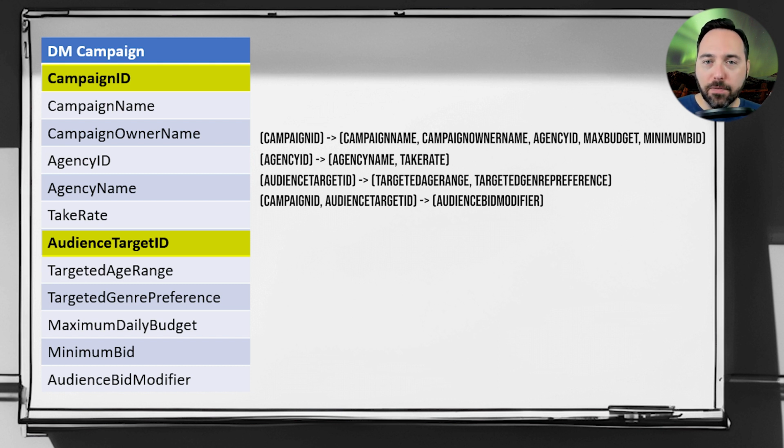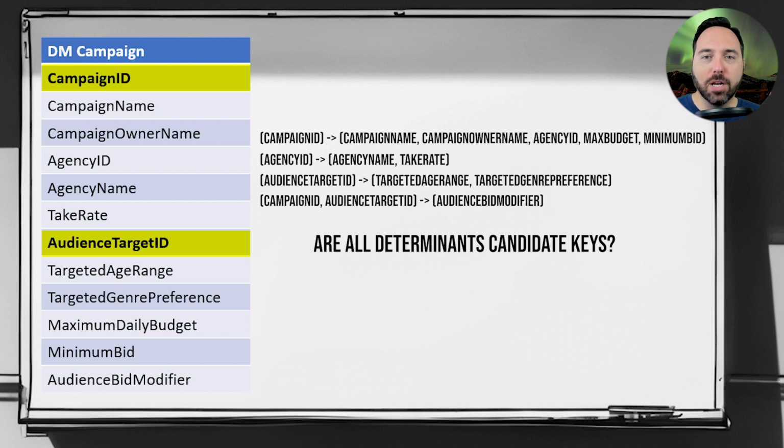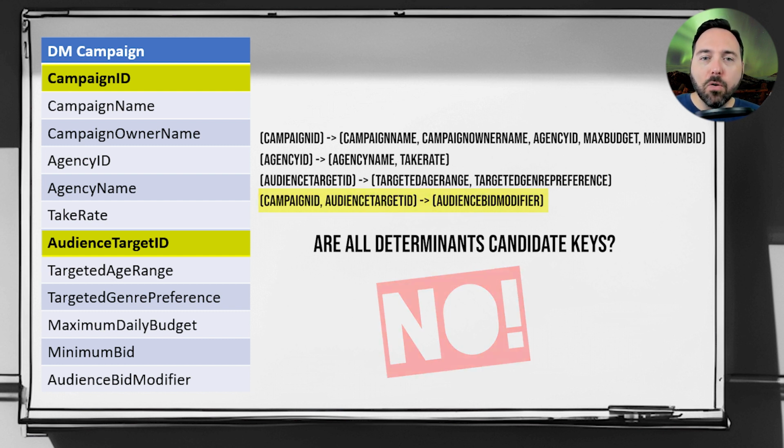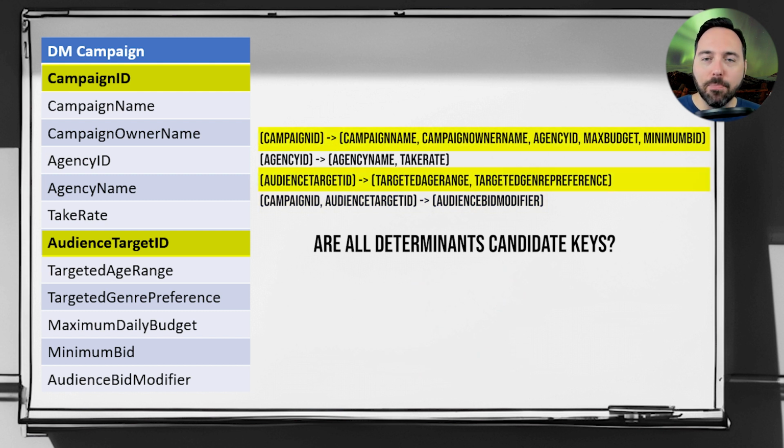Now that we know what all of the attributes mean and what our functional dependencies are, we can move to the next step of the problem. In this step, we ask the question, are all determinants candidate keys? The answer to this is obviously no. The only determinant which is a super key is the last one on the list, which is campaign ID and audience target ID. We have campaign ID and audience target ID separately as determinants in the list, but those form sub-keys, whereas we need super keys. Therefore, those don't count. And agency ID isn't part of any candidate key, so it's right out.